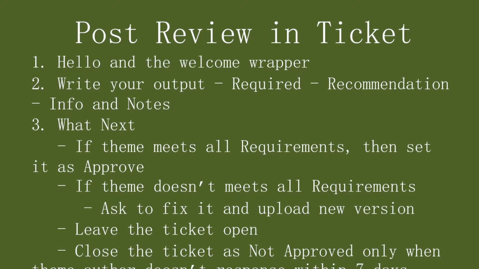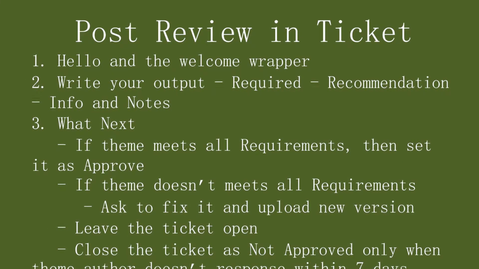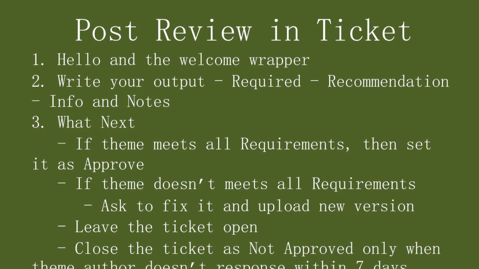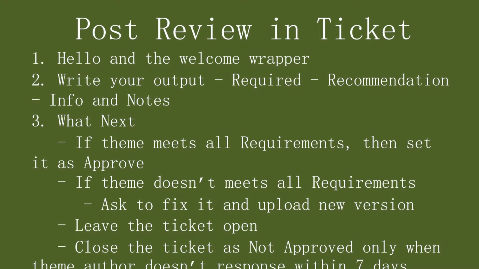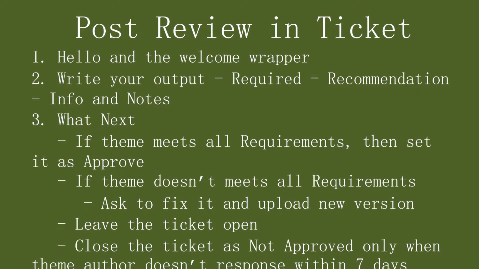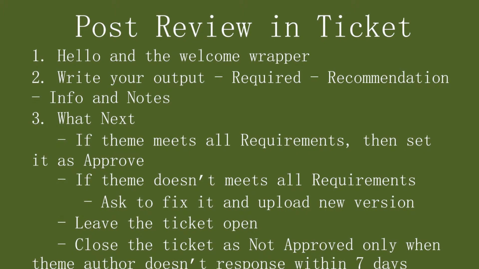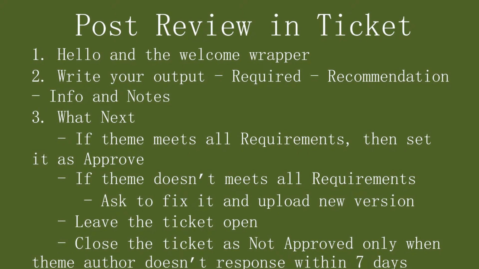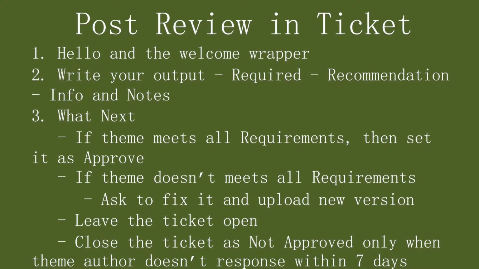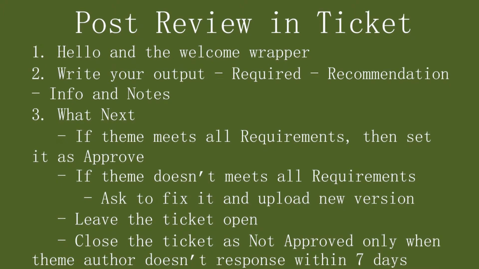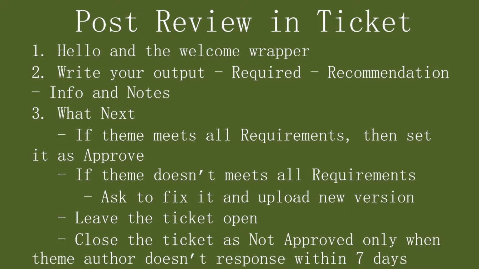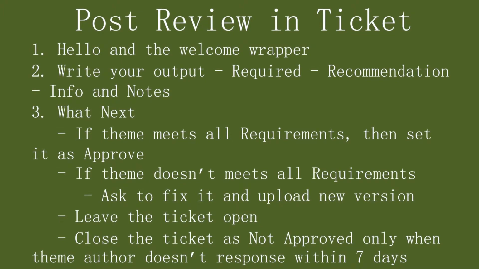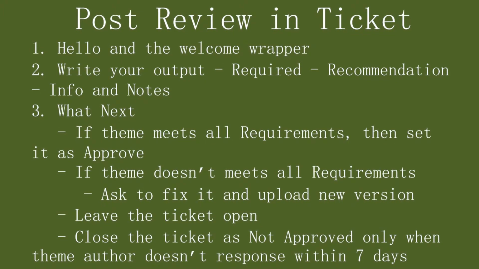You need to write your output, separated under two headings: the required heading and the recommended heading. The info and notes can contain anything. For example, what you usually keep in notes is that if you do not reply in the ticket within 7 days, then your theme will be closed as not approved, and everything like that. So if all the requirements are met by the theme, you can approve the theme.